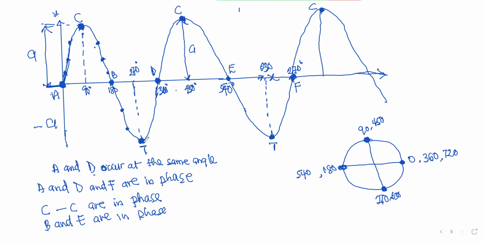And T and T. And the distance between any two consecutive points that are in phase would give you a wavelength. So technically or professionally, wavelength is defined as the distance between any two successive points that are in phase.